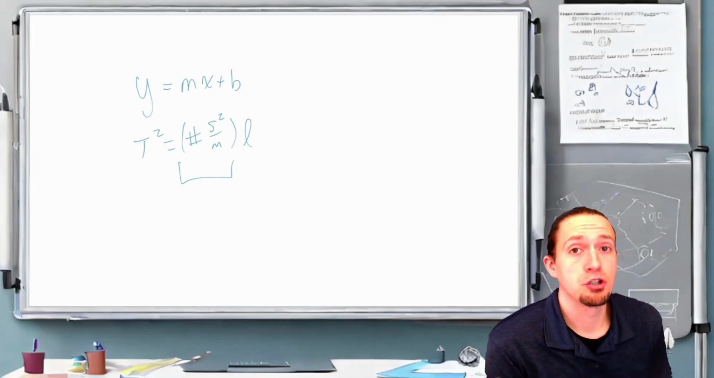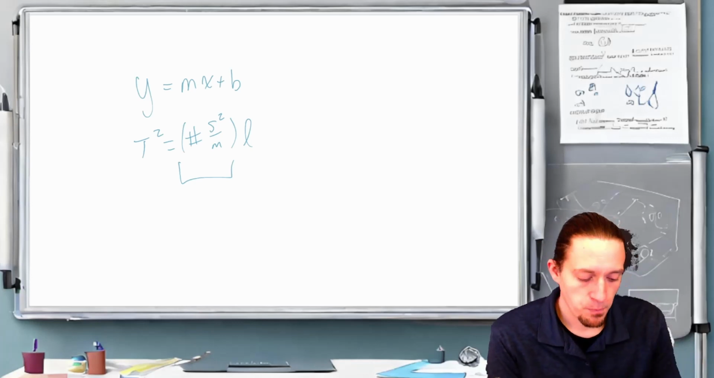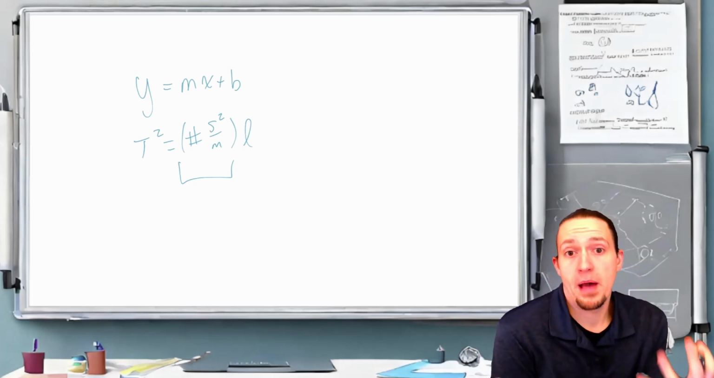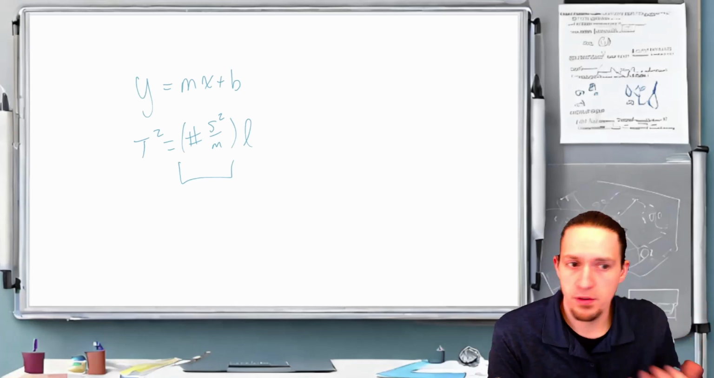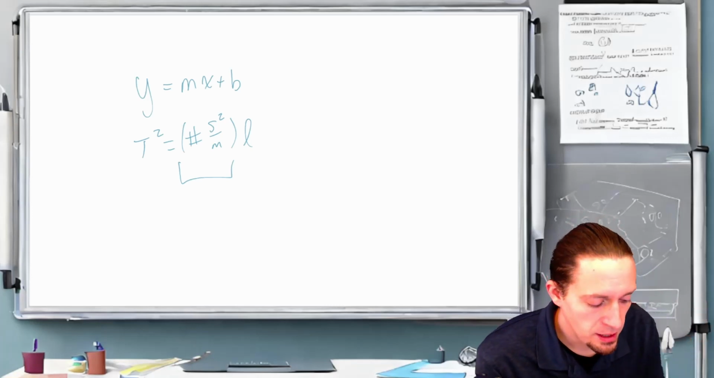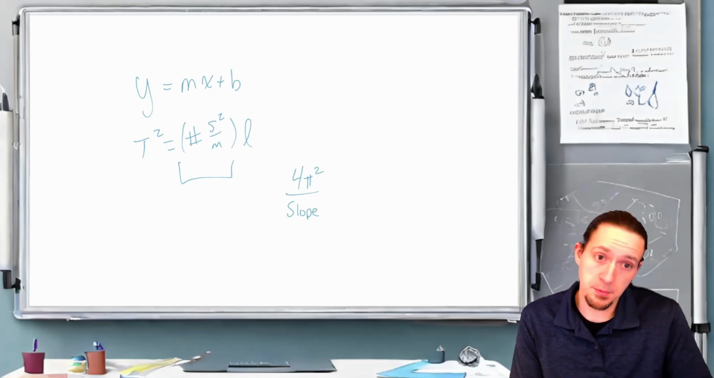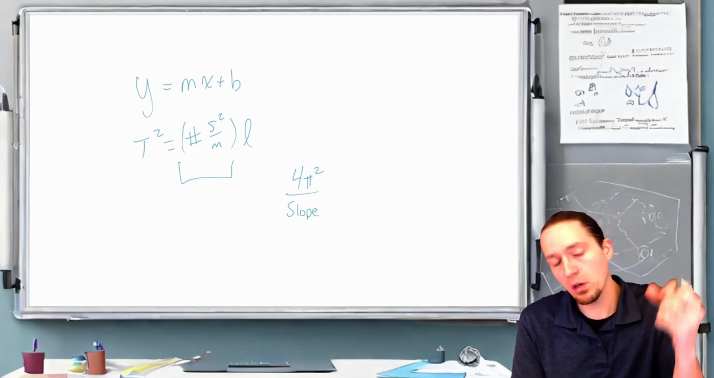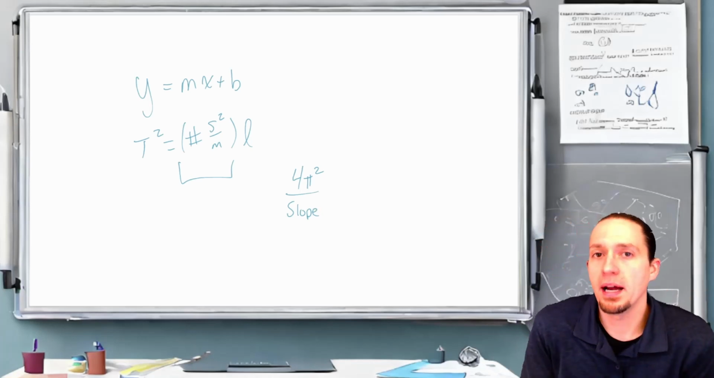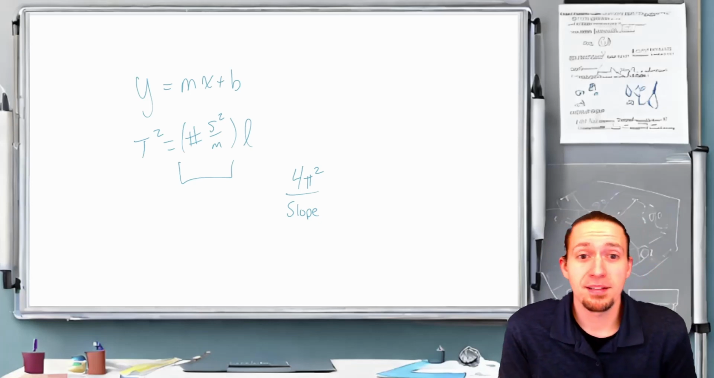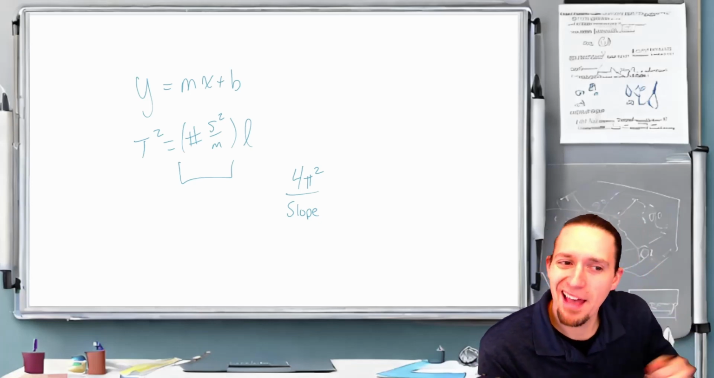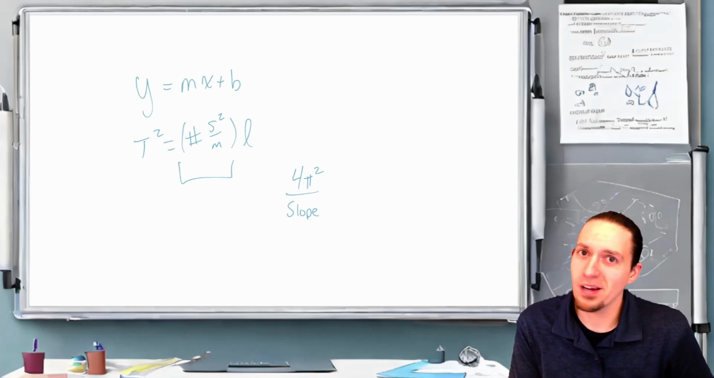So I'm going to give you a little challenge here. This is what I'd like you to do. I would like you to get the value for your slope from your graph, whatever that number ends up being. And what I'd like you to do is 4 pi squared divided by your slope. So 4 times pi squared, that quantity, divided by your slope. And I'm going to ask you to pause the video here while you get that value. So pause the video, and I'll see you in a second.